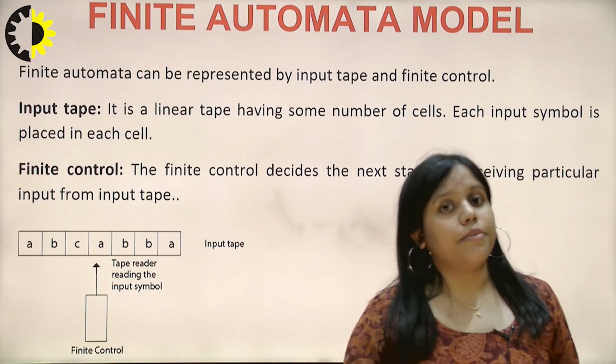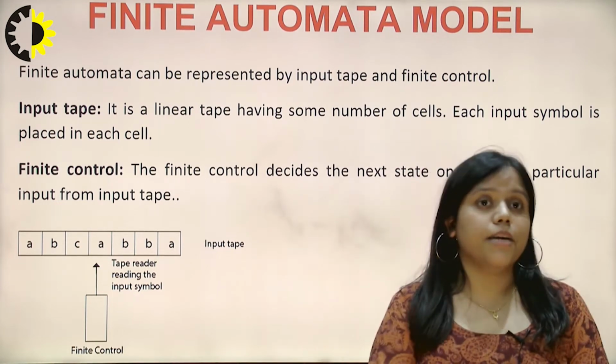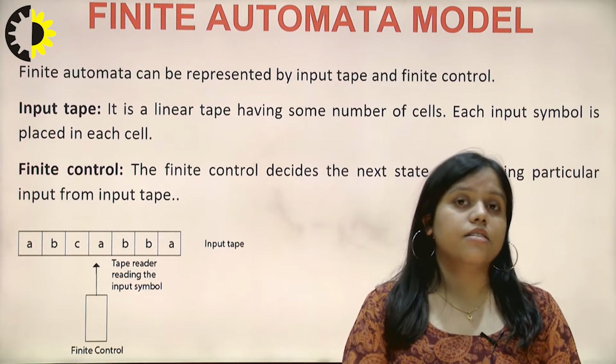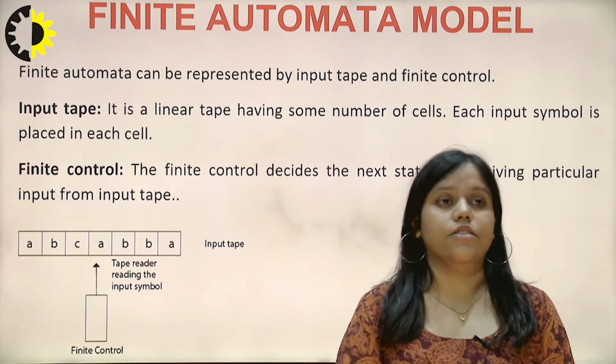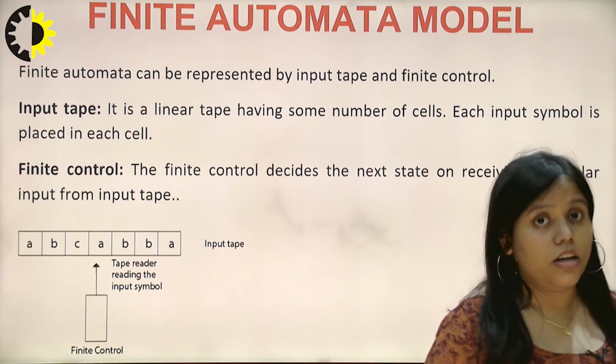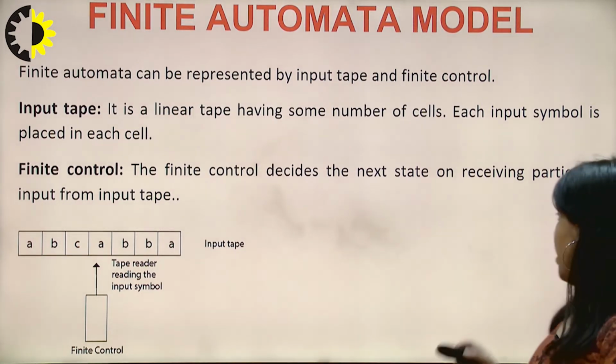Finite automata can be represented by an input tape and a finite control. The input tape is a linear tape having some number of cells, and each input symbol is placed in each cell. The finite control decides the next state on receiving a particular input from the input tape.